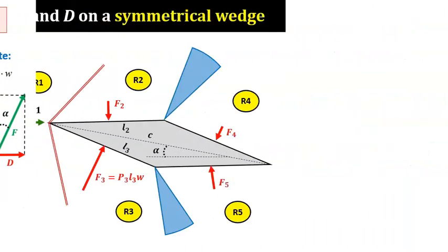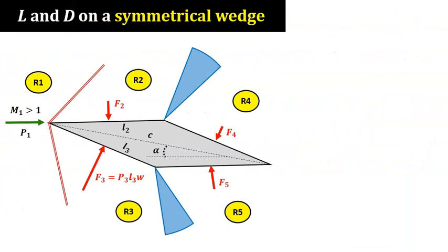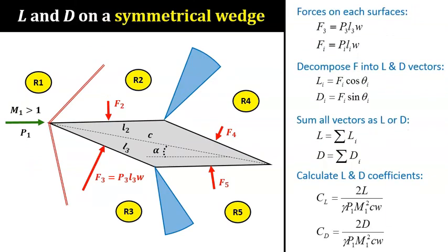To increase the complexity a bit, let's apply this on a symmetrical wedge. The main procedures are the same, but we need to be careful in calculating the pressure forces on each individual surface in regions 2, 3, 4, and 5, and also in adding up all these forces into lift and drag. Let's see how to do this.